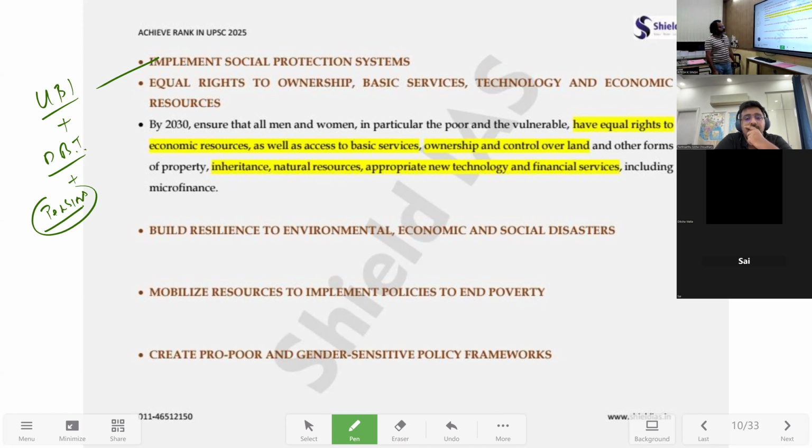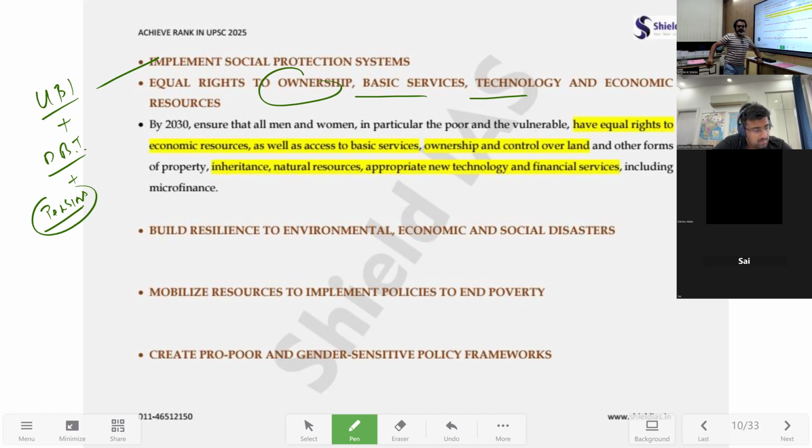Now, what you are supposed to do is try to add the schemes in this regard, the schemes which are in place for working on all of these. Once you start working on these, search for the scheme on each and every bullet point and add the names of the schemes. So that will be your homework and exercise also. Further, another thing that is required for reducing poverty is equal rights to ownership, basic services, technology. So there should not be technology poverty. Yes, there should not be resource poverty.